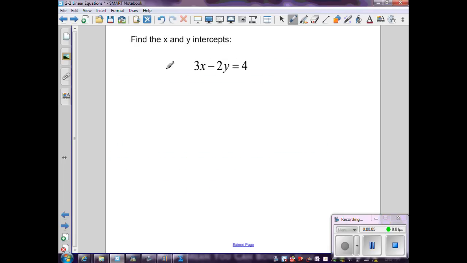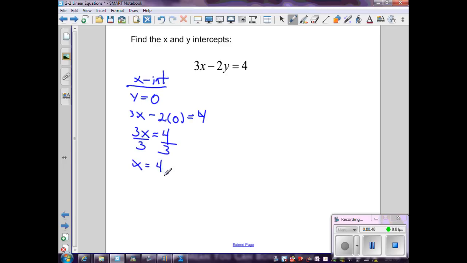Let's look at an example here. They want us to find the x and y intercept of this equation. The x-intercept is found when I let y equal 0. So let's substitute 3x minus 2, and for y I'm going to put in 0, equals 4. And when I simplify, that's going to give me 3x equals 4. Divide by 3, and x is going to equal 4/3. And now that generates an ordered pair, 4/3, 0.